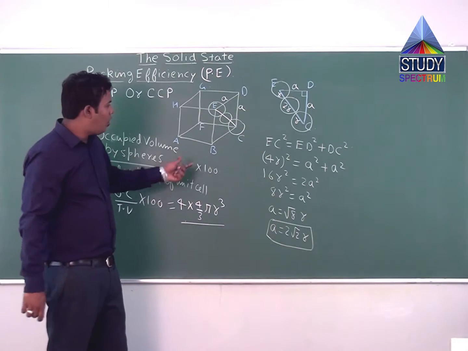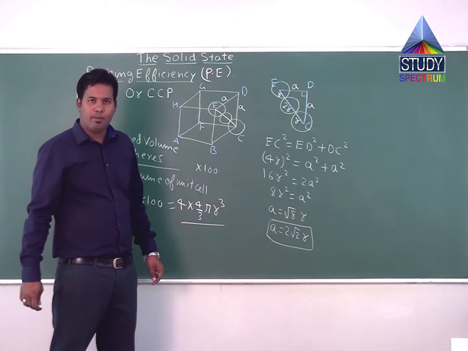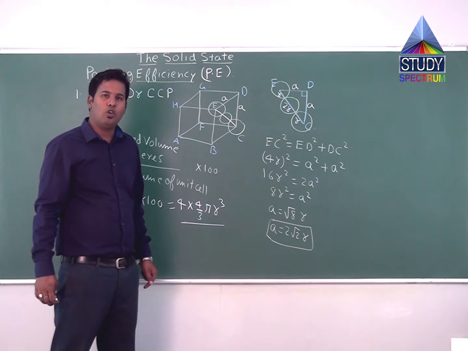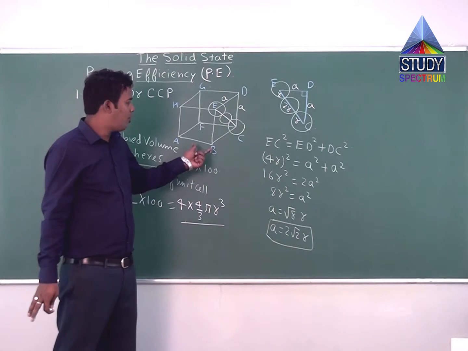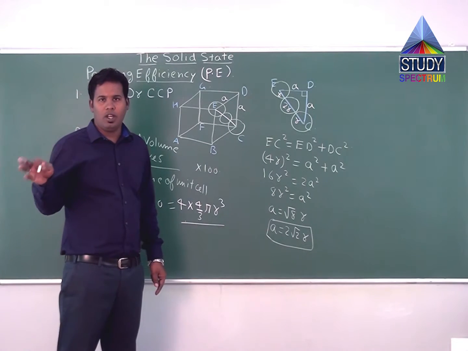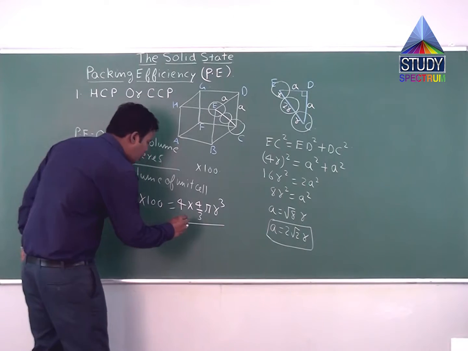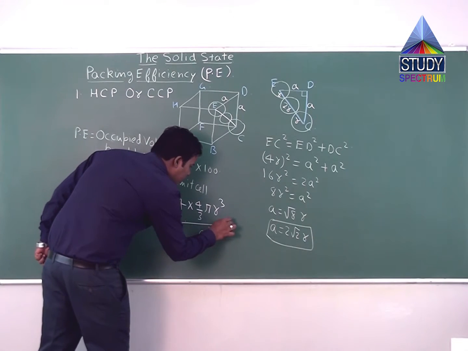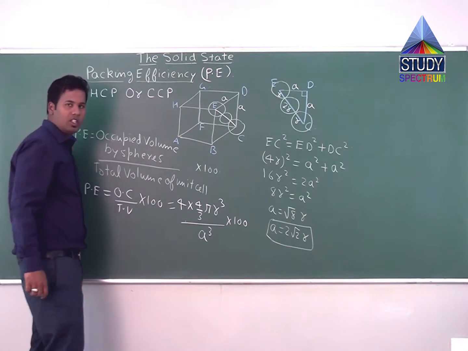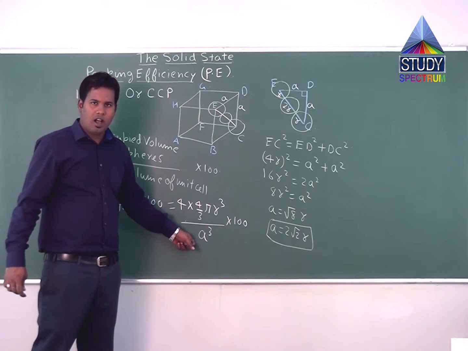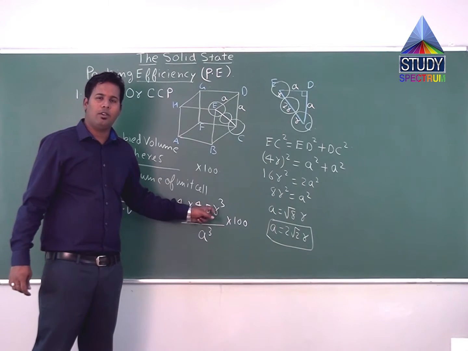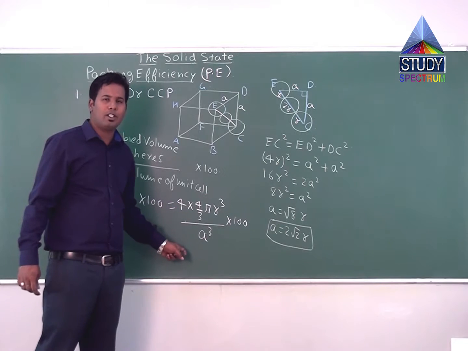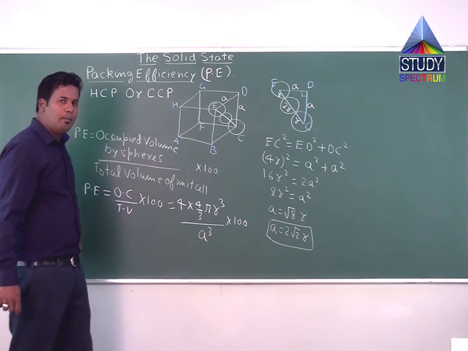Now since the edge length of this cube is represented by small a, and the volume of a cube is length into breadth into height, since length is equal to breadth is equal to height of a cube, it means a into a into a, which means a cube. So the volume of this cube becomes a cube into 100. Correct? Now since we have two variables, r in the numerator and a in the denominator, it is very important to have a relation between A and R, so that the variables get cancelled and we are left with numbers only. And that is how we can calculate the packing efficiency.